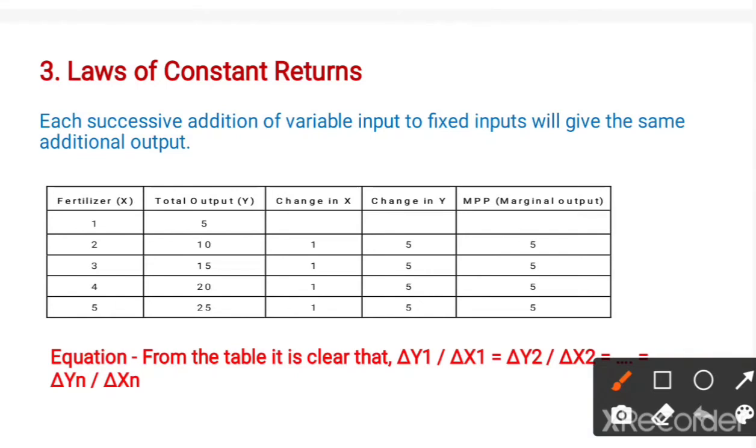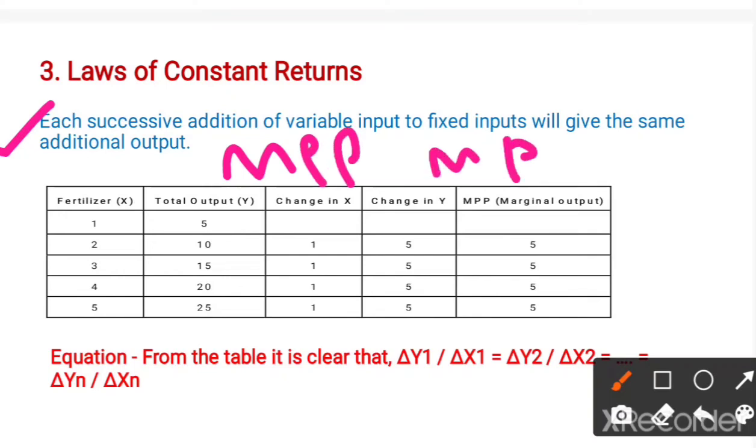See here, each successive addition of variable input to fixed inputs will give the same additional output, that is the same marginal physical product or same marginal product. Students, here they are changing input in the same quantity and they are getting output also in the same quantity, so there is no difference. 5 minus 5 is 0, and the next 5 minus 5 is 0. So here marginal product is the same: change in y1 divided by change in x1 is equal to change in y2 divided by change in x2.